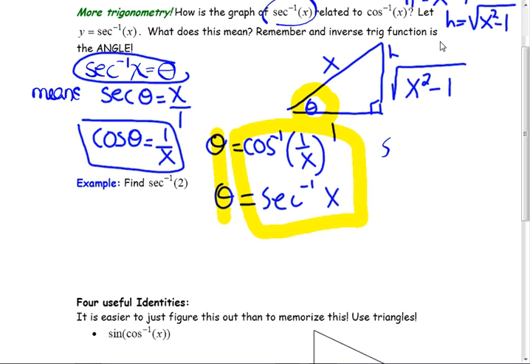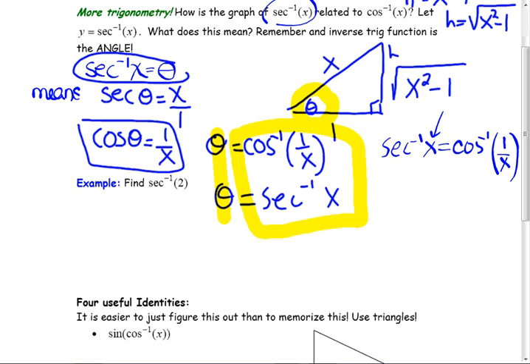So that I get the inverse secant of x is not the reciprocal of the cosine, but it's the inverse cosine of the reciprocal of the x. Now, I don't bother myself with remembering this. I just do the problem because it's easier.